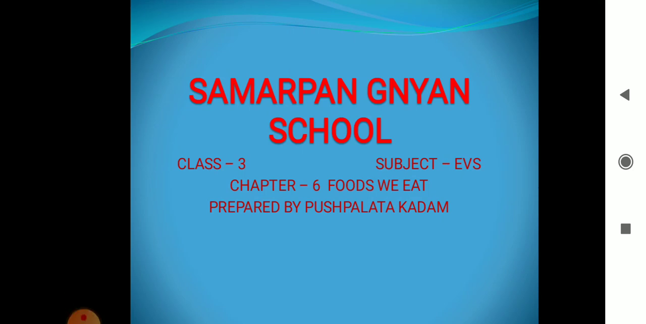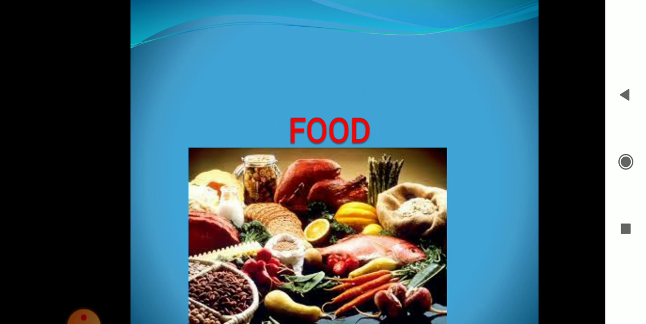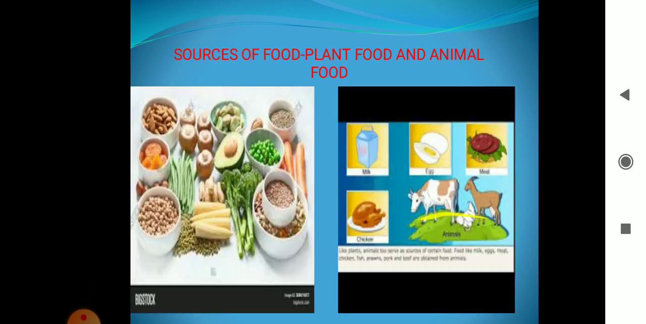Today we are going to study class 3 subject EVS chapter 6, foods we eat. Students, you know that we eat different types of foods. The food we eat contains plant food as well as animal food. So what are the sources of plant food and animal food?